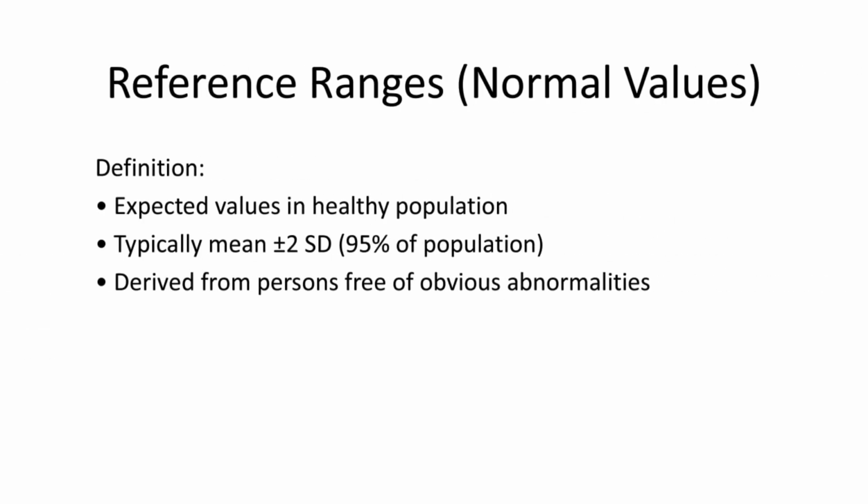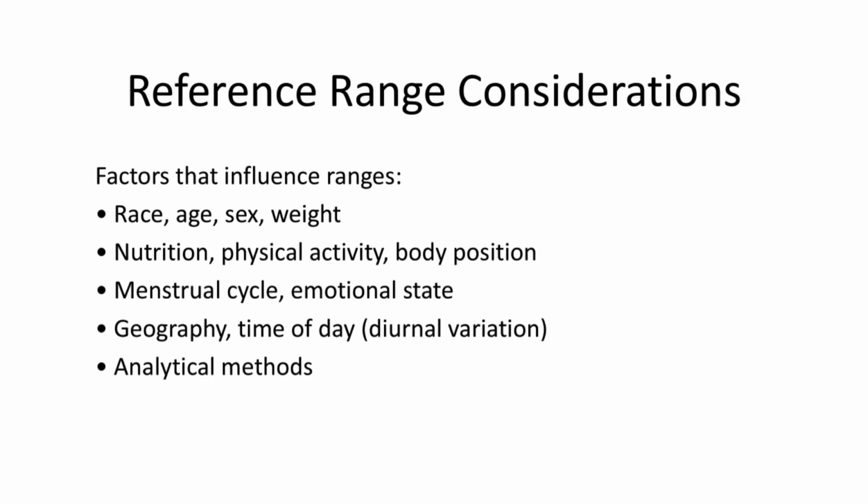Now let's discuss reference ranges, or normal values. These ranges define the expected values for a constituent of clinical interest in a healthy population. They are established from groups of individuals free of obvious abnormalities and typically cover 95% of the normal population, which is equivalent to the mean plus or minus 2 standard deviations. Several considerations affect reference ranges, including race, age, sex, weight, nutritional and absorptive states, physical activity, body position during sampling, menstrual cycle, emotional state, geographic location, and even time of day because of diurnal variation.